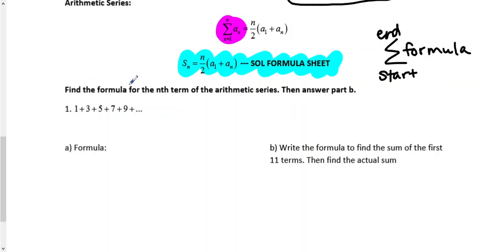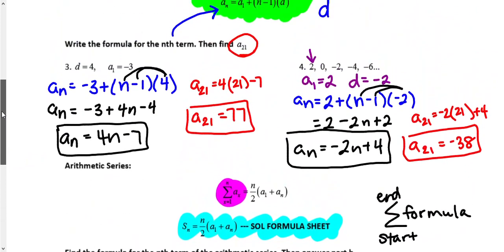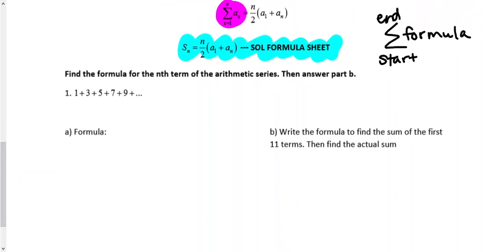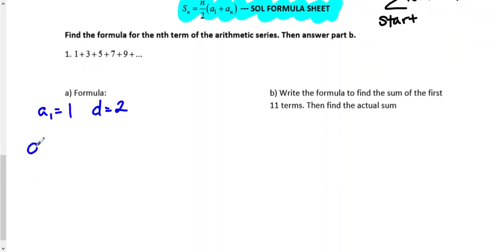So my directions are: find the formula for the nth term of the arithmetic series, then answer part B. So here's my sequence. I first need to write my formula. And the formula is what we highlighted in green at the top. So you can reference that. Remember, the two things I need are a sub 1 and d. So a sub 1 is the very first term, in this case 1. D is what I'm adding or subtracting, in this case 2.